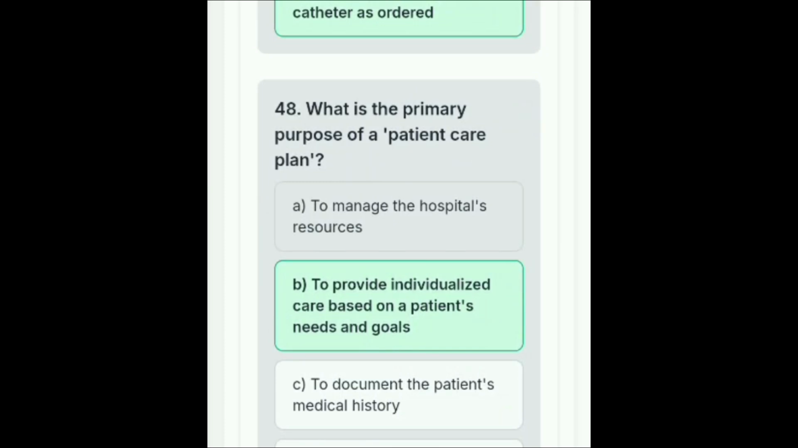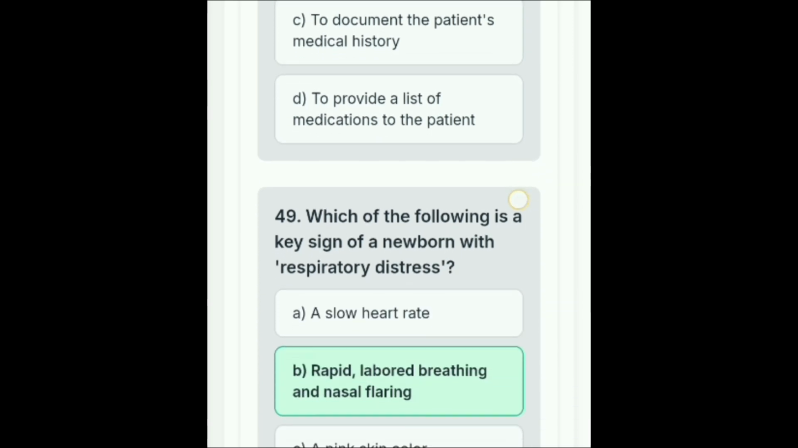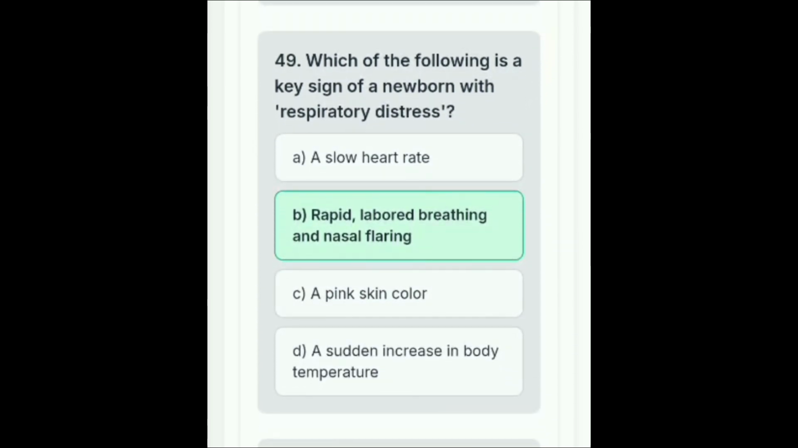What is the primary purpose of a patient care plan? Option A, to manage the hospital's resources. Option B, to provide individualized care based on a patient's needs and goals. Option C, to document the patient's medical history. And option D, to provide a list of medications to the patient. So the B is the right answer.